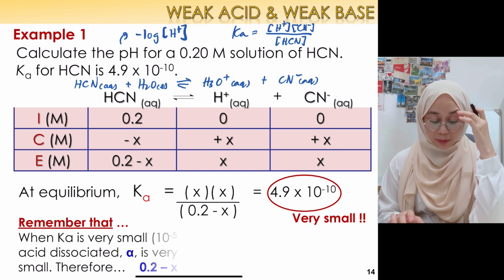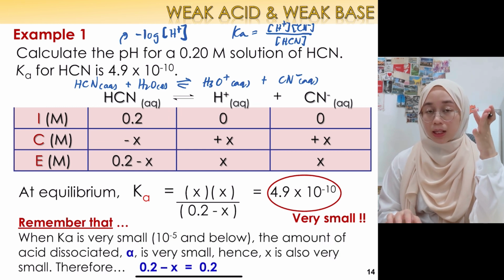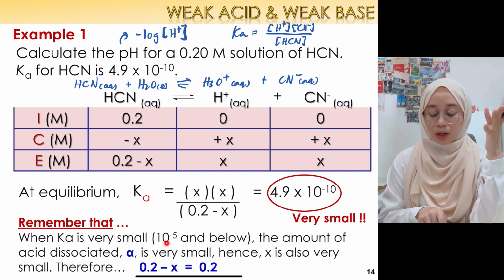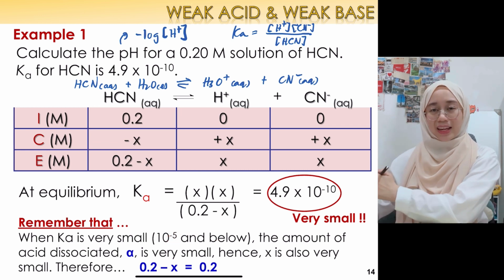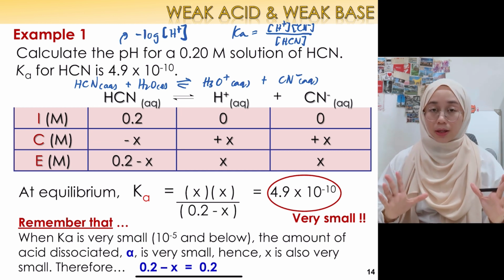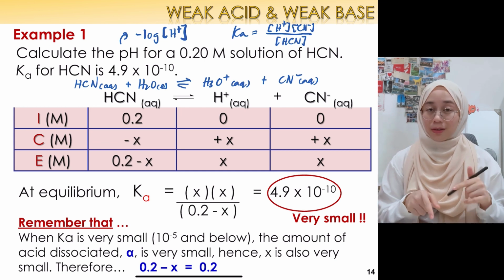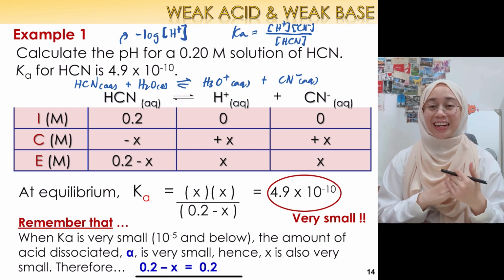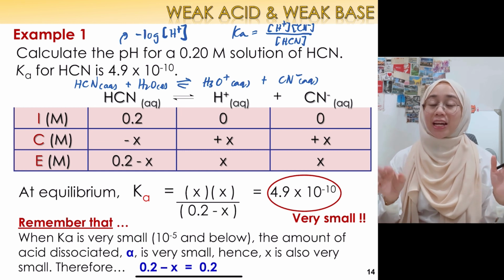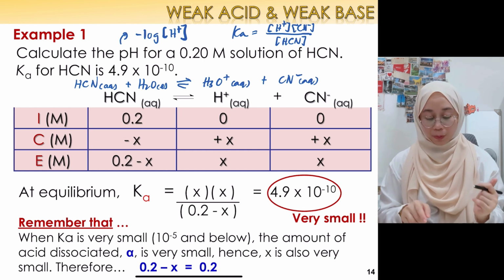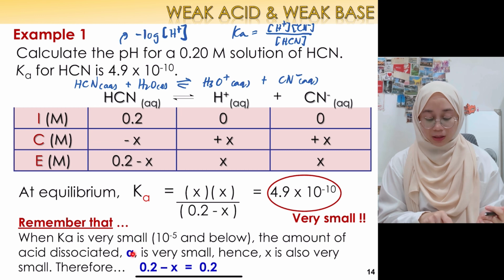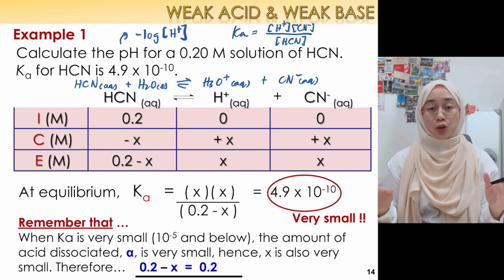So please remember that when the Ka value is very small, so macam mana kita nak decide dia very small? Kalau kamu jumpa dia exponent negative 5 and below, exponent negative 5, negative 6, negative 7, 8, 9, 10, semua tu, itu adalah very small then. Okay, so what about negative 4? Negative 4 ada tak kat sini? Tak ada. So yang tu kita anggap macam biasa aja. So we cannot assume then. Tapi bila kamu jumpa exponent negative 5 and below, so kita boleh assume that the alpha is very small. Okay, ataupun Ka is very small. So hence the X is also very small. Therefore 0.2 minus X kat sini kita assume sama dengan 0.2 je.